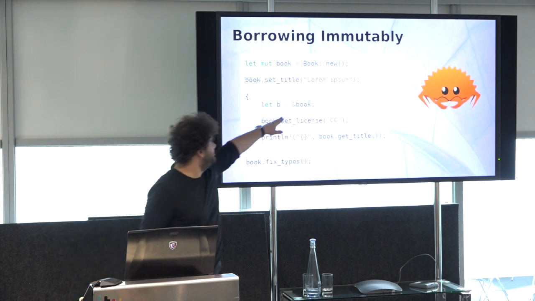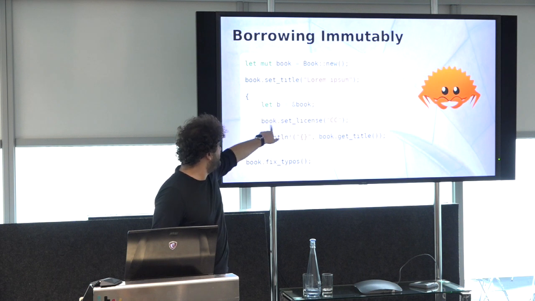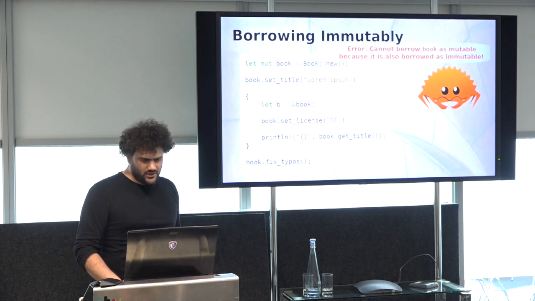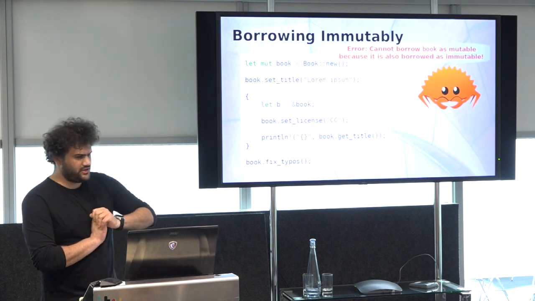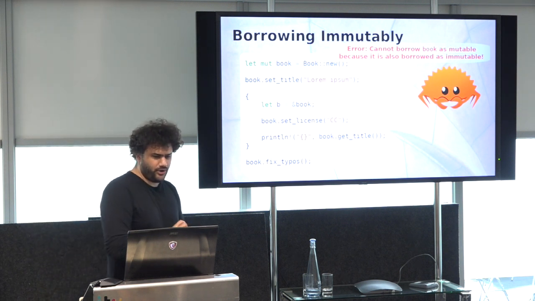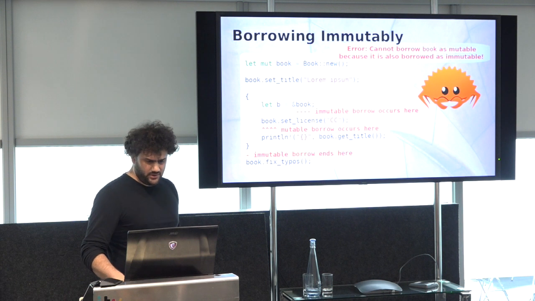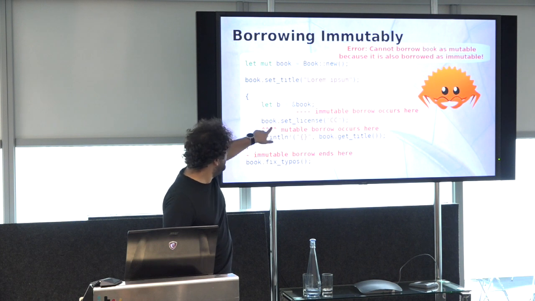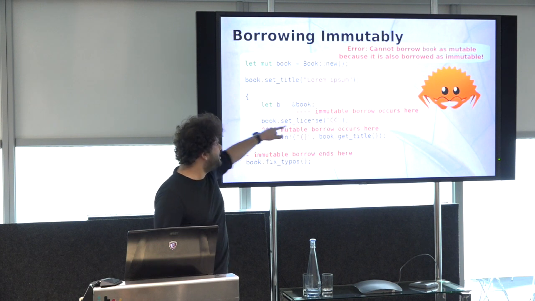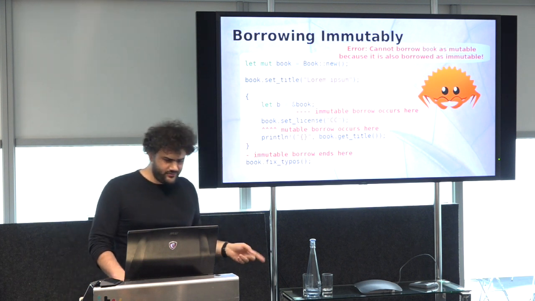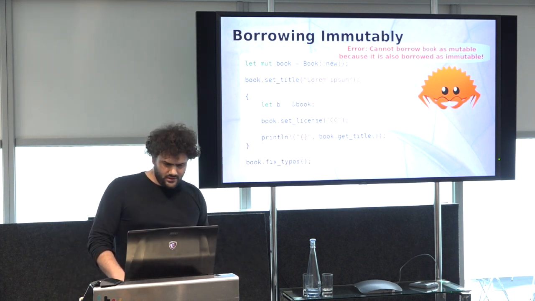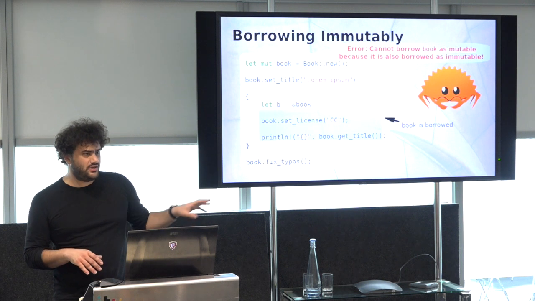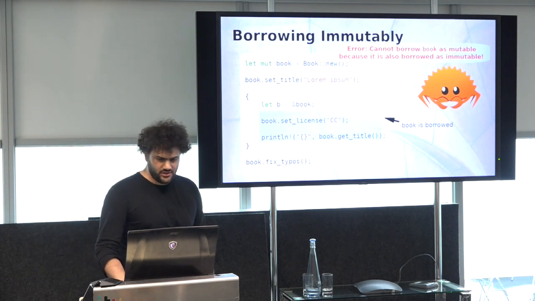So we are borrowing here the book to b, and then we are changing the book inside of this, and we are reading the book, right? If we try to compile this, Rust will tell you that book cannot be borrowed as mutable because it's already borrowed as immutable. So here we are borrowing it immutably to b, and then here we are trying to change the book, but we can't because it's borrowed already to b, right? So in this scope, you cannot change book. You can read b because you have the reference to it, but you can't change it.